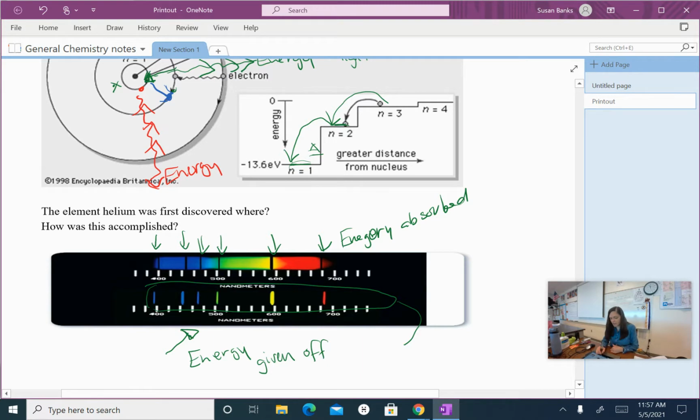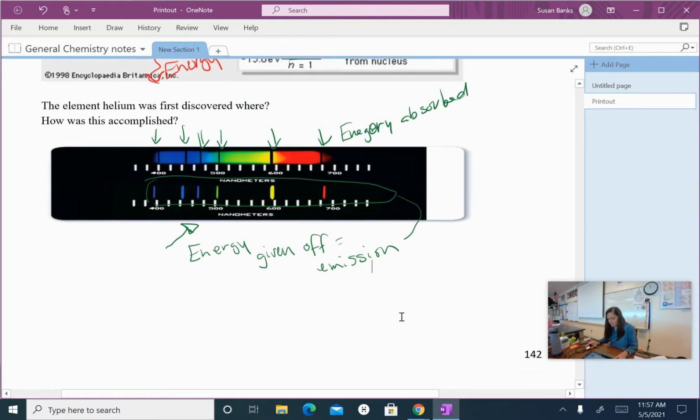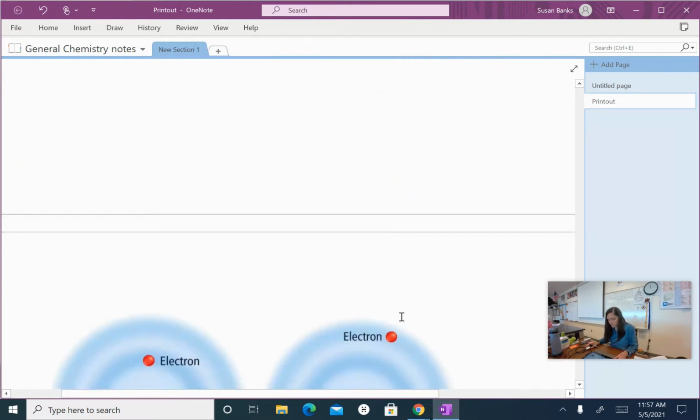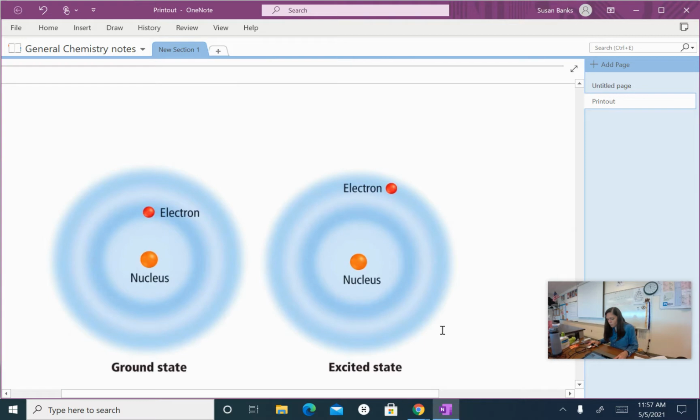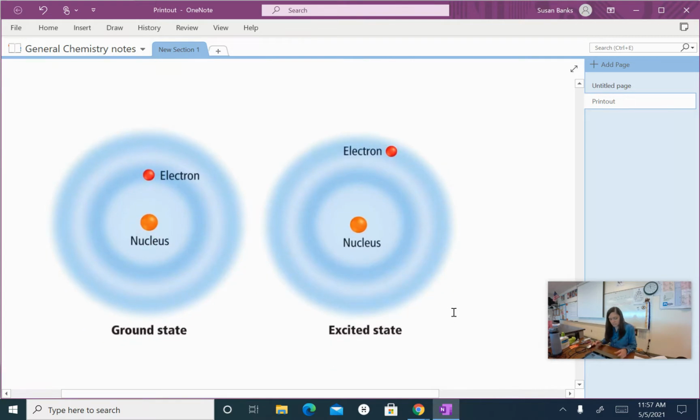So energy given off is called an emission. Notice that the emission is the same exact energy as the energy that was absorbed to get those electrons to jump up to the higher energy level in the first place. So here's another way that we are going to look at this.